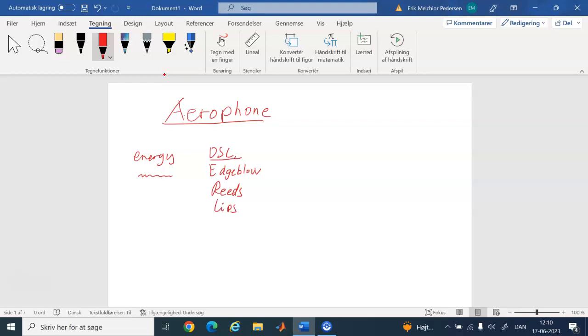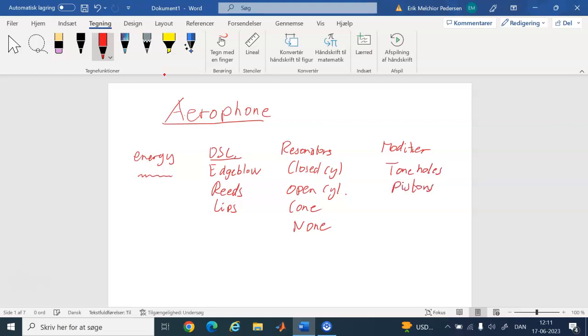And then we have some resonators. It could be closed cylinders, open cylinders, cone, or none of it. And it could be modified. There are some modifiers to modify the length of the air, and therefore the frequencies. Tone holes, like in flutes and saxophones, pistons, and slides.